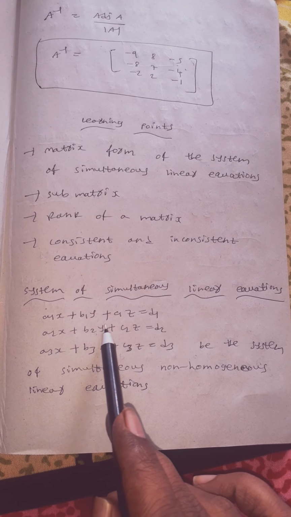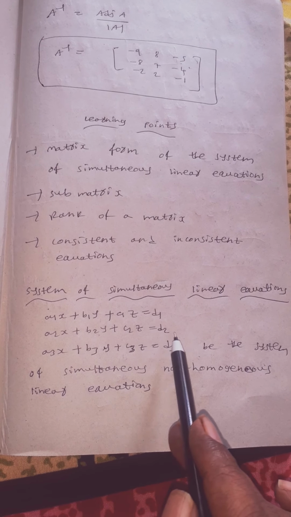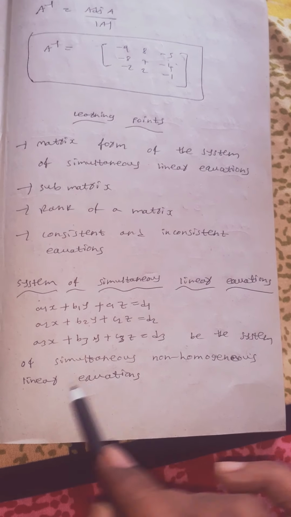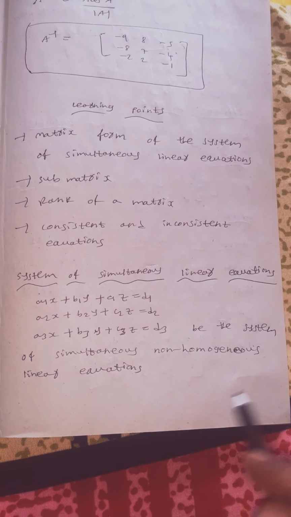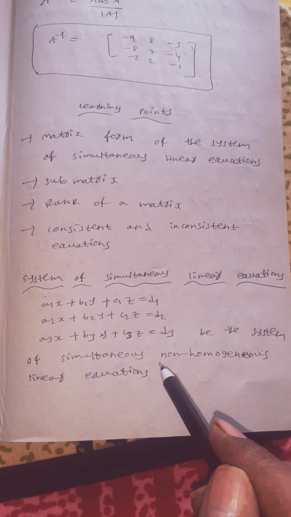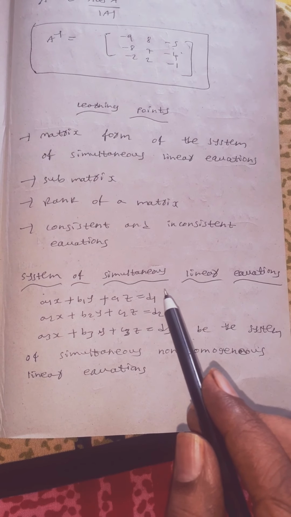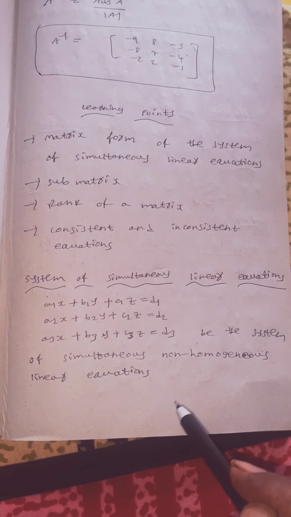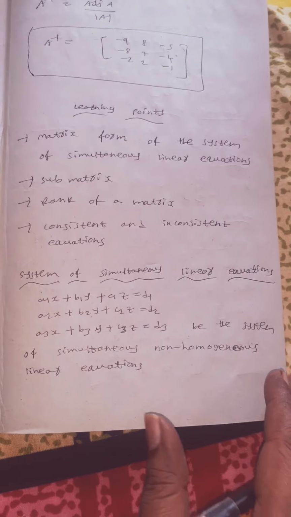a1x plus b1y plus c1z equal to d1, a2x plus b2y plus c2z equal to d2, a3x plus b3y plus c3z equal to d3 be the system of simultaneous non-homogeneous linear equations. Here non-homogeneous means constants should be present. The difference between homogeneous and non-homogeneous: in homogeneous you will get zeros on the right side, and in non-homogeneous, constants will come.